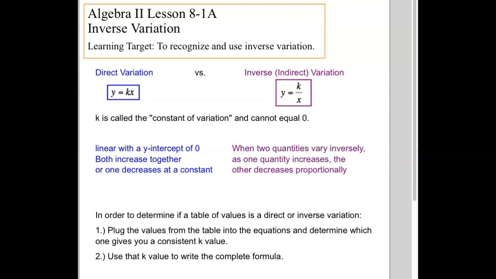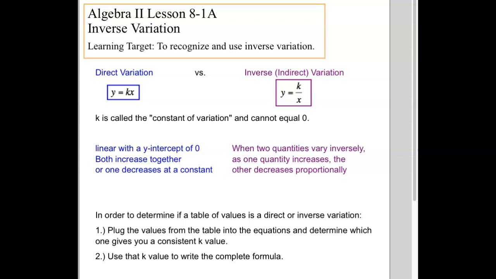Now you'll notice here we have both direct variation and inverse or indirect variation. We've talked about direct variation in previous courses, but we are going to review it here today. In both cases, notice that there is a k in your equation. That k is called the constant of variation, and it can never equal 0. That would just create a 0 for the whole thing.